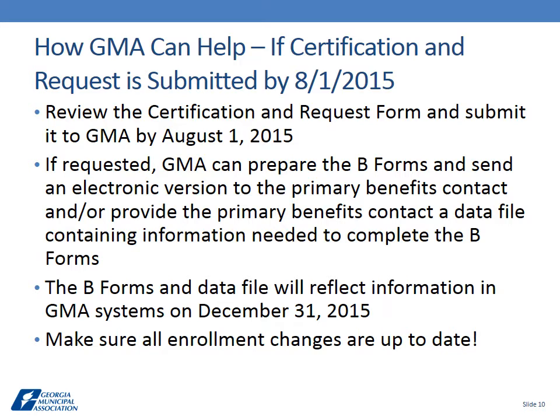If requested in this form, GMA can prepare the B forms and send an electronic version to the primary benefits contact, and/or provide the primary benefits contact a data file containing information needed to complete the B forms. The B forms and data file will reflect information that is in the GMA systems on December 31st, 2015. So it's very important to make sure that all enrollment changes are up to date. If the forms are going to be accurate, you need to make sure that all enrollment information has been sent to GMA so that the system contains accurate information on December 31st, 2015.